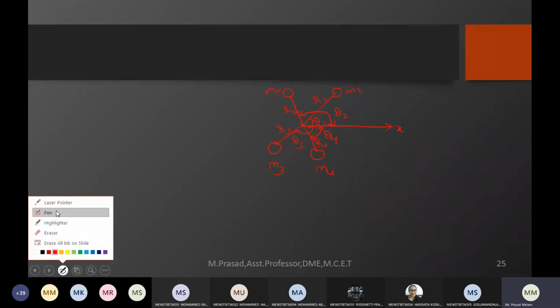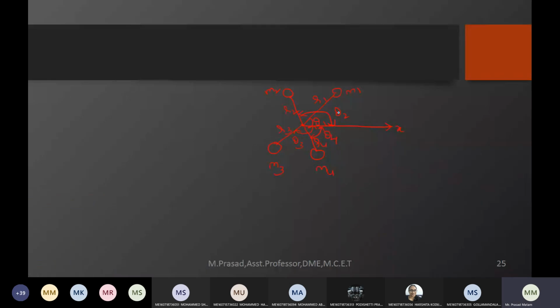These 4 masses are to be balanced with a single mass. I don't know where the single mass will come, so I am showing it randomly somewhere else here. I want to keep it with the help of this line. This blue line shows my balancing mass M, which is located at radius R. This line makes an angle theta with respect to the x-axis.